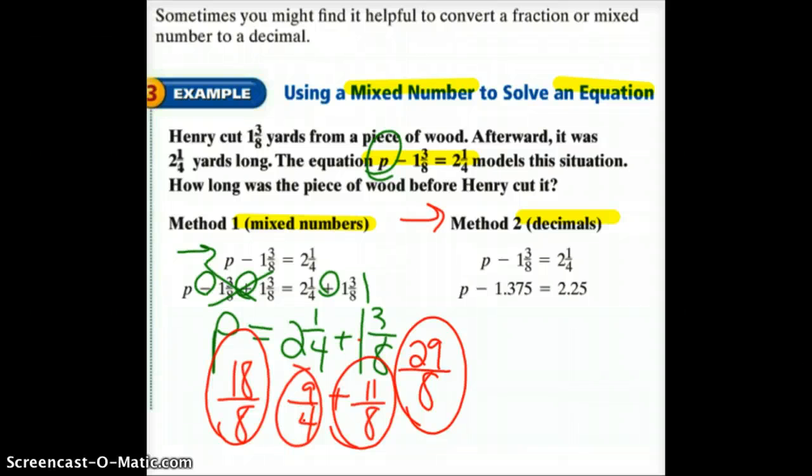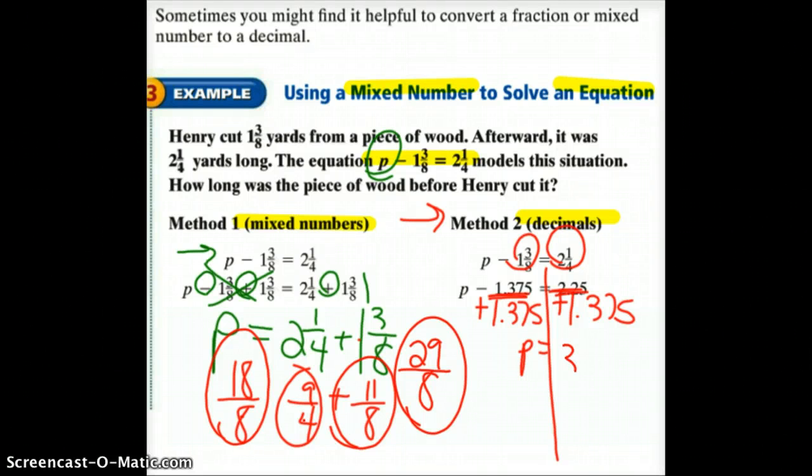In method 2, you're doing the same thing, except we converted 1 3/8 to its decimal form, 2 1/4 to its decimal form. So now I'm going to just add to both sides. And p equals 3.625.